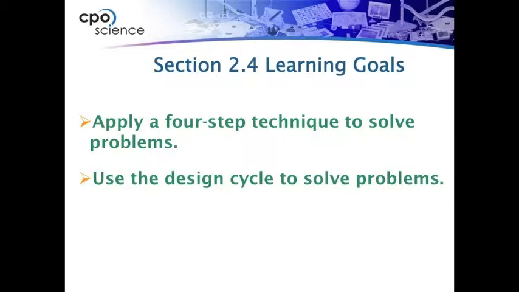So, your learning goals. Let's take a look. You're only going to need to use one learning goal from this section. You don't have to worry about that second bullet. The only one that we're going to work with is applying a 4-step technique to solve problems. So make sure you write down that first bullet.